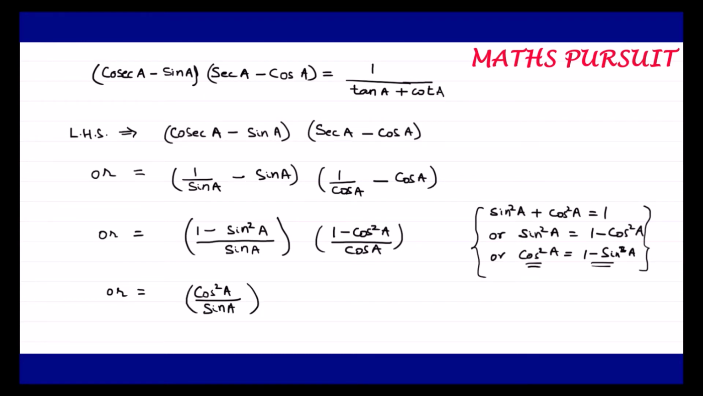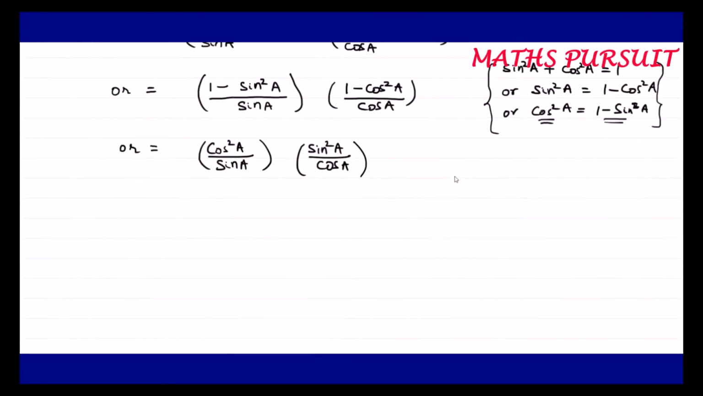Similarly, 1 minus cos square a is nothing but sine square a. So I am going to write sine square a instead of 1 minus cos square a upon cos a. Hope guys, till here we are pretty clear. Now let's see what we are going to do in the next step.